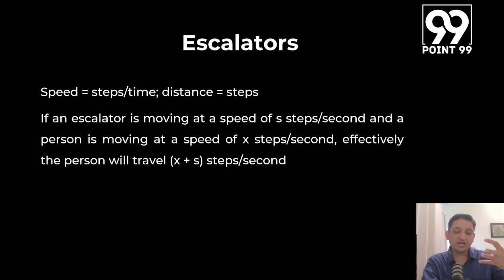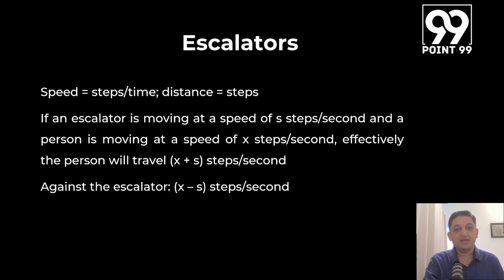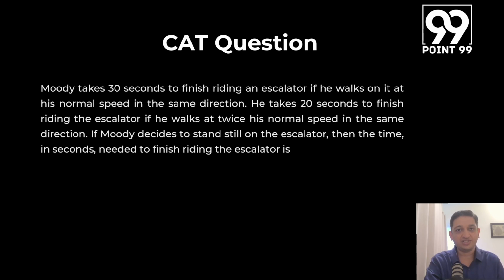If the person is going against the escalator, then the person will have to overcome the number of steps that the escalator is taking, counter it, and then do extra work, which basically means the person will be traveling at an effective speed of X minus S steps per second. Also, we have to understand these two parts, and once we understand these two parts, we should be able to solve the questions that are there. Now there are a couple of questions that we will discuss to understand how escalators function.